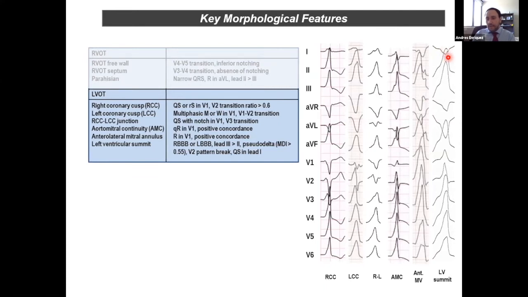Same concept when an arrhythmia is from the crux region, which is the epicardial part of the inferior junction between the RV and LV. You're going to have a QS pattern in the inferior leads because there's no endo to epi depolarization.